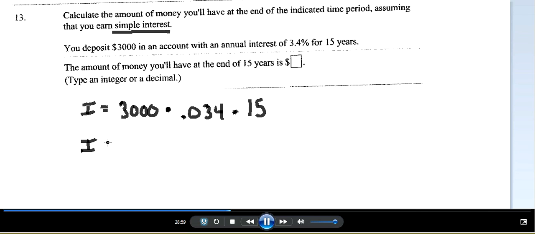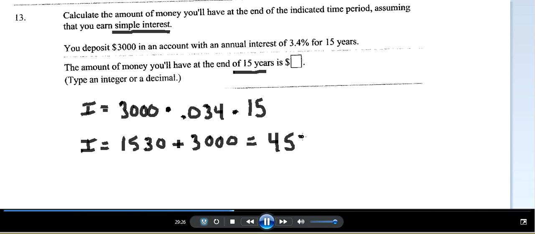So the interest on this is, what do you get, 1530 when you multiply this together, then add on the original 3,000, and the amount of money you'll have at the end of 15 years is, add these two up and you get what, 4530. Okay, alright, carefully answering those questions.